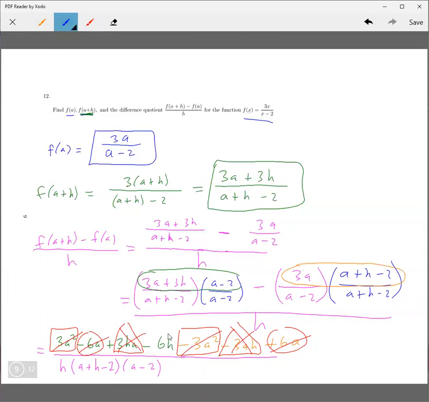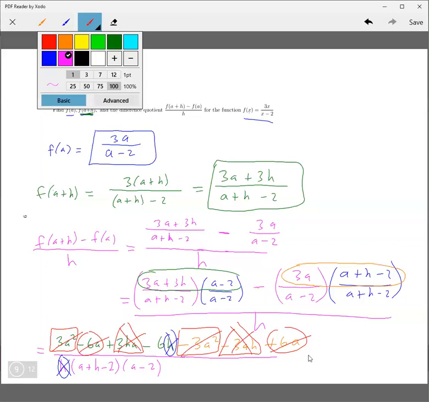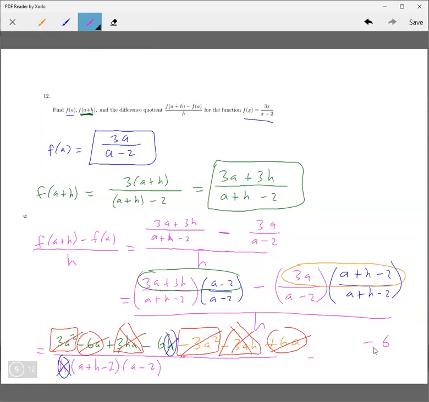And so this h and that h reduce to 1. After all that happens, the answer is going to be -6 over this product here.